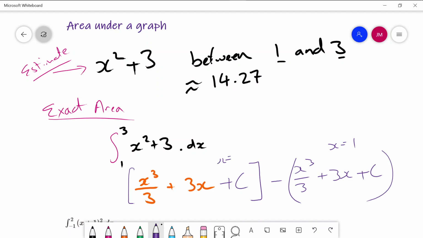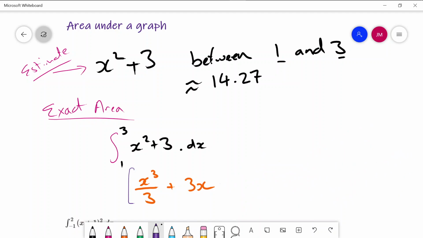Okay? And what's going to happen is the c's are going to cancel off. So we don't have to worry about them, because it doesn't matter what the constant is, we're going to be subtracting it at the end, so it'll drop off. So the way that we write this, we use these square brackets here, saying this is our antiderivative, and we put in 3 to 1. So that means we substitute in the value of x equals 3.